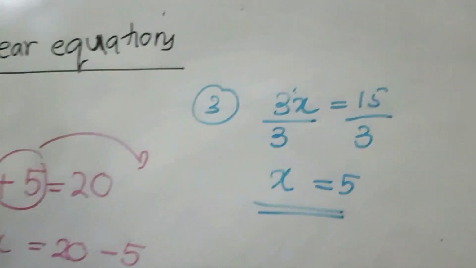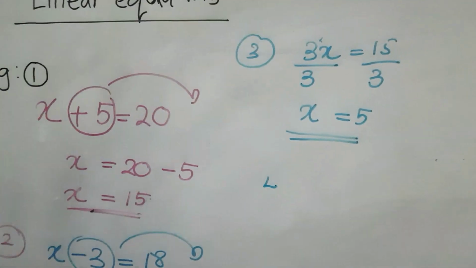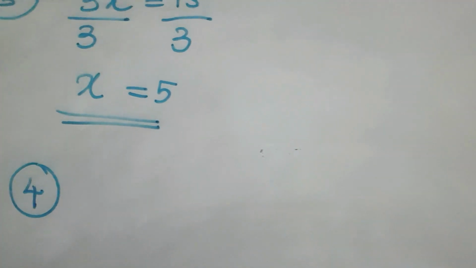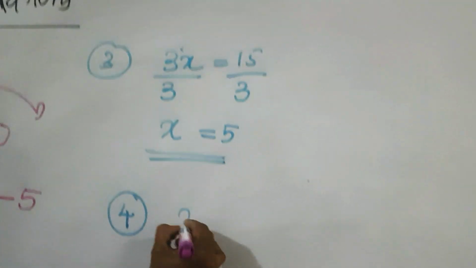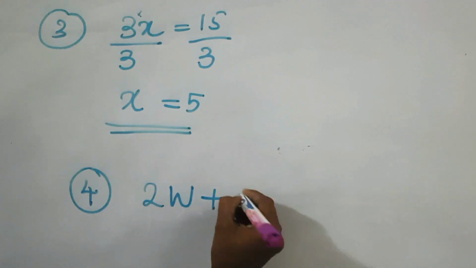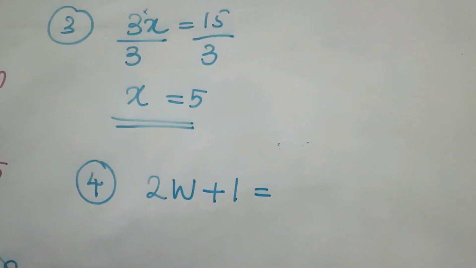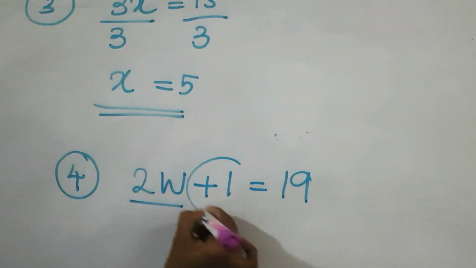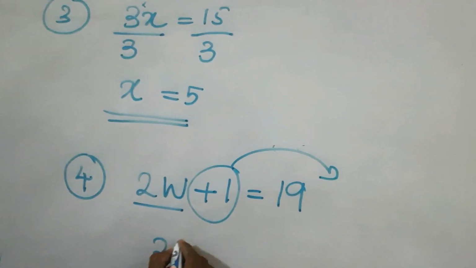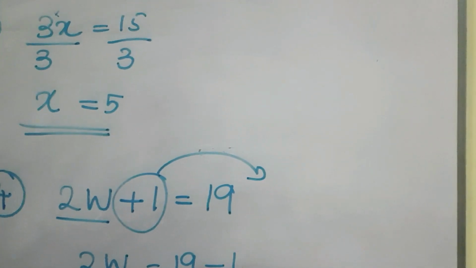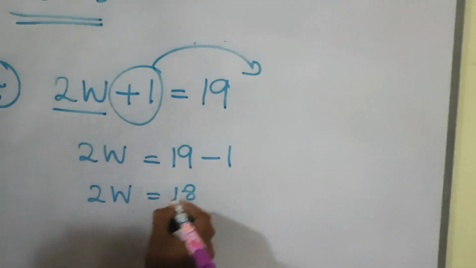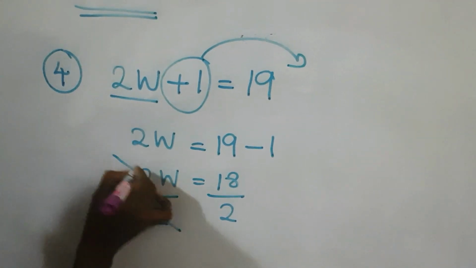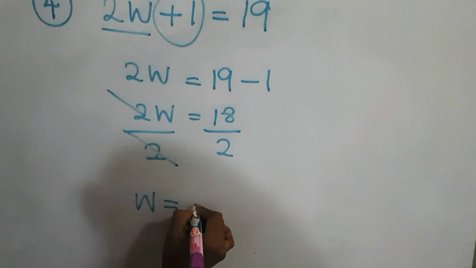Now let's see the fourth equation, where you have a mixture of things. When we have 2w plus 1 is equals to 19. First, before touching this, we have to remove this plus, bring it to the other side. 2w is equals to 19 minus 1. 2w is equals to 18. Divide both sides now, like previously. Then this 2 and 2 will get cancelled. w is equals to 9.